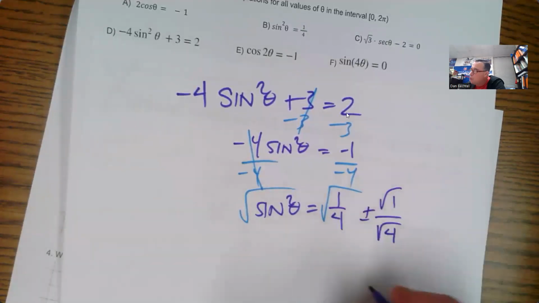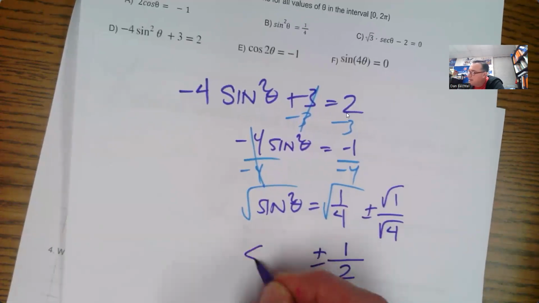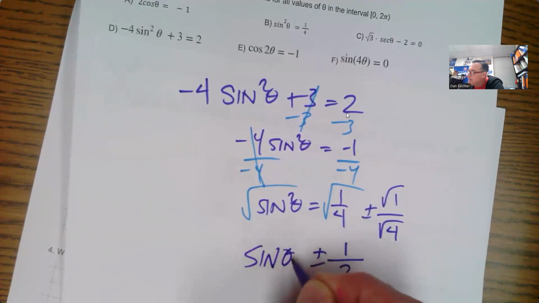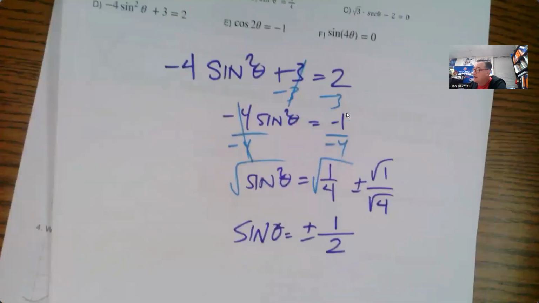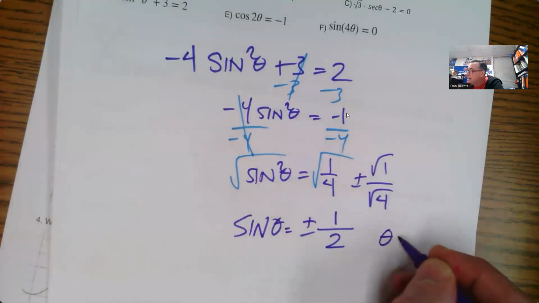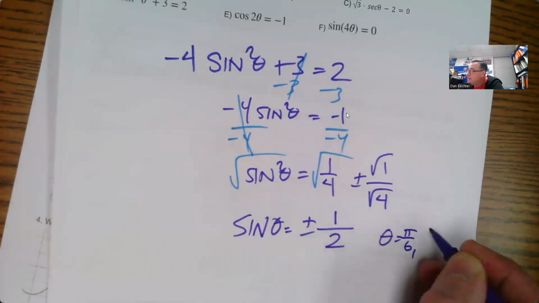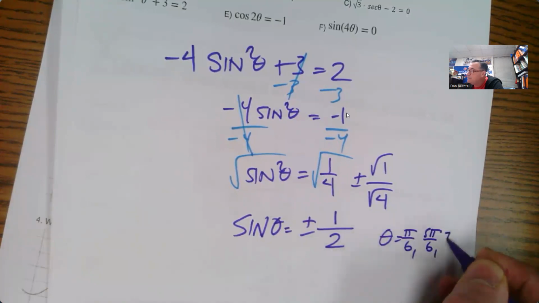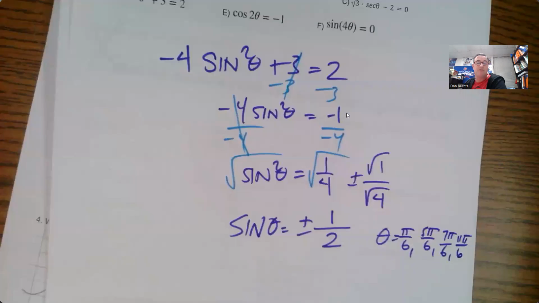But when I do that, square root of 1 is going to be 1. Square root of 4 is going to be 2. We'll have plus or minus a half, and I'm still looking for the sine of theta to equal that. And guys, it's the same answer that I had before, because it's positive and the -1. Theta is going to equal pi over 6, 5 pi over 6, 7 pi over 6, and 11 pi over 6, just like it was before.